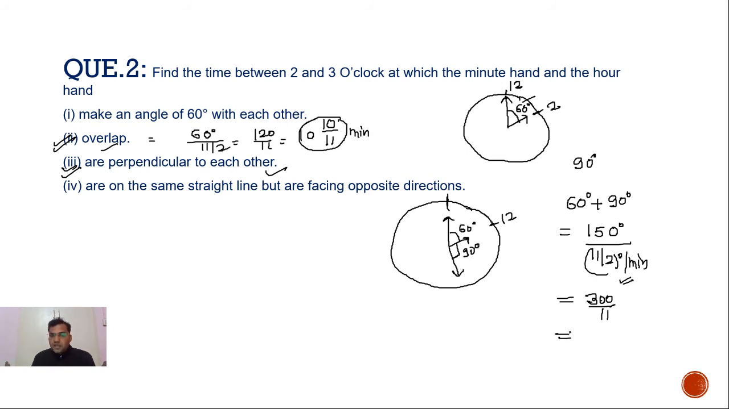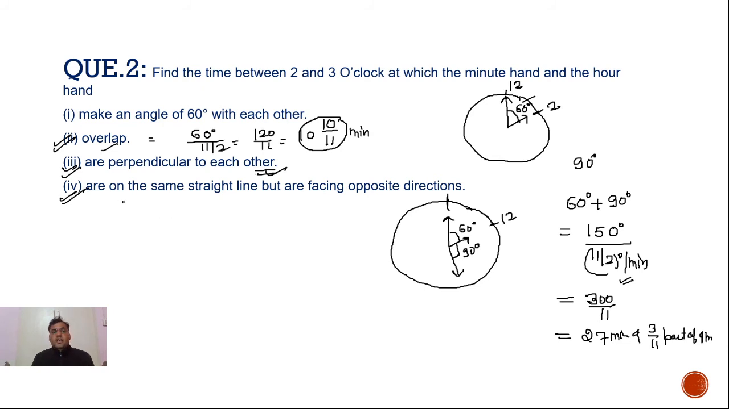That tells me 300 by 11 will be 11 into 2, 22, 8, 11 into 7, so 27 minute and 3 by 11 part of a minute. That would be the time when the hands of the clock will be perpendicular to each other.